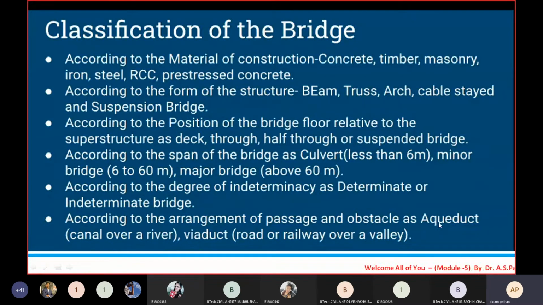This classification is also important because in some competitive examinations such a question will be asked: what is an aqueduct, or what do you mean by an aqueduct? Four options will be given. So when the bridge passes over a river, we call it an aqueduct, and when the bridge passes over a road, railway or valley, we call it a viaduct.